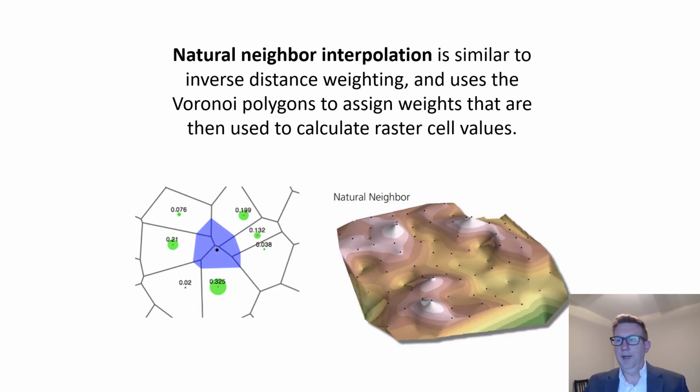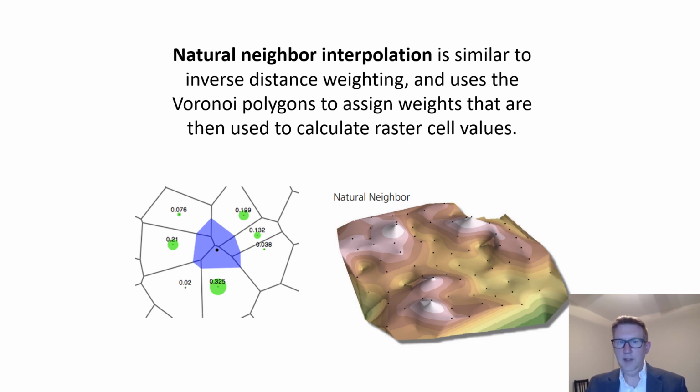So if nearest neighbor is one of my least favorite interpolators, and IDW is a close second, what kind of interpolators does Dr. Pingle like? Well, this is probably my favorite one to use in a conventional toolkit. This is the natural neighbor interpolation. This is a really fun one.